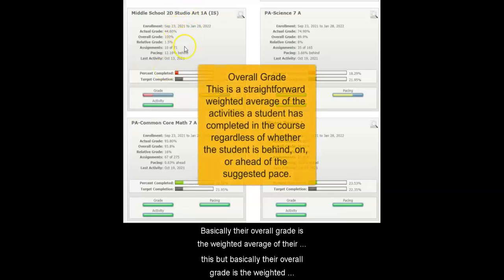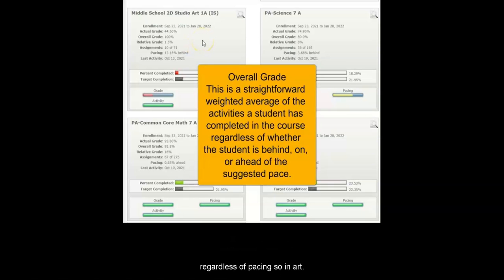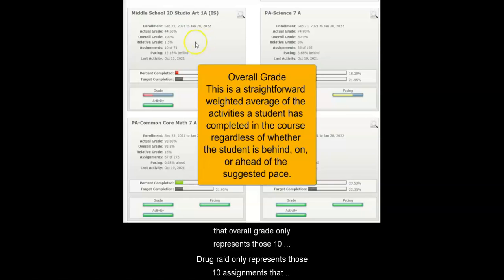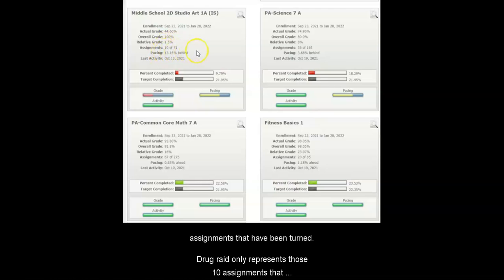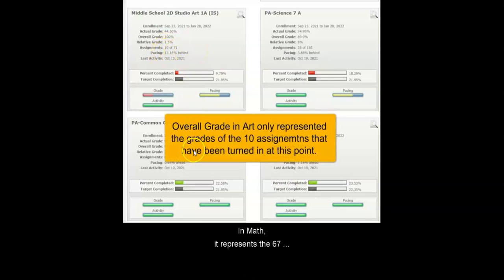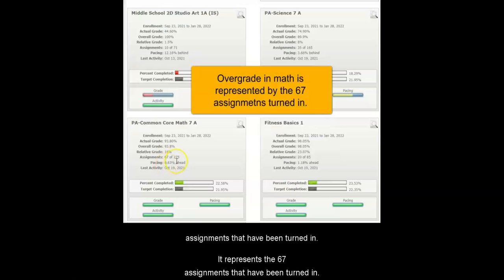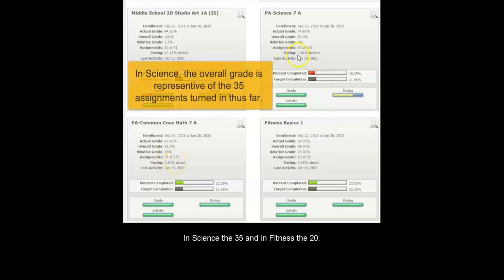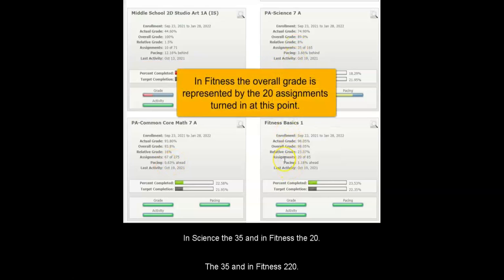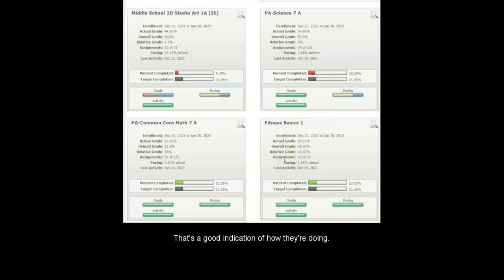So I've hinted at this, but basically their overall grade is the weighted average of their scores that they have right now, regardless of pacing. So in art, that overall grade only represents those 10 assignments that have been turned in. In math, it represents the 67 assignments that have been turned in. In science, the 35, and in fitness, the 20. Okay, so that's a good indication of how they're doing in their coursework, regardless of pacing.